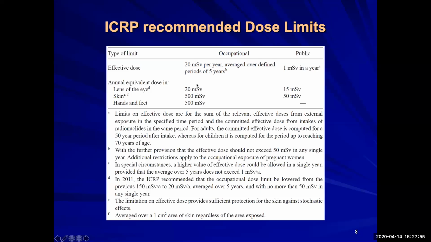For the lens of the eye, it is 20 millisievert for a radiation worker and 15 millisievert for the public. The effective dose for the public is 1 millisievert, while for the radiation worker it is 20 millisievert. For the skin, 500 millisievert for a radiation worker, 50 millisievert for the public. For the extremities, hands and feet, 500 millisievert for a radiation worker, and none for the public because the public should not work with radiation.